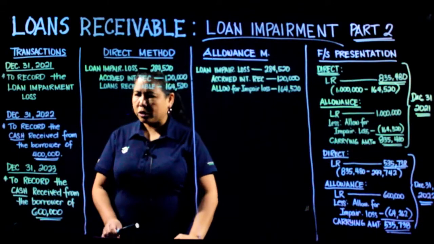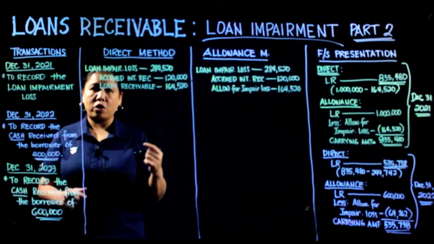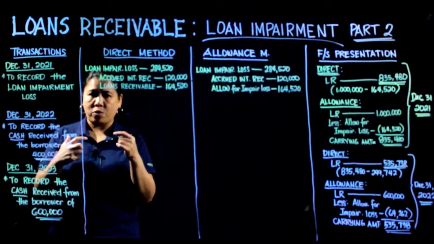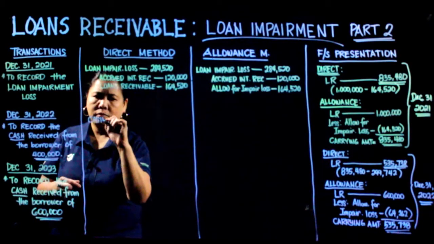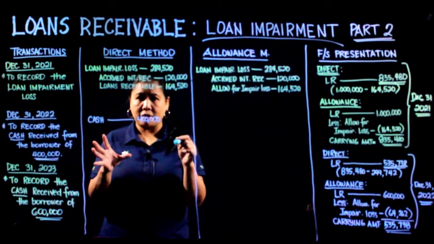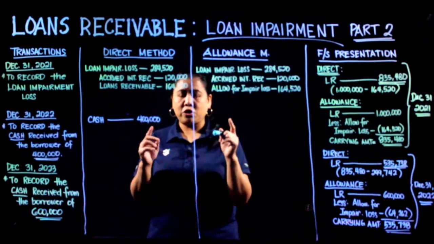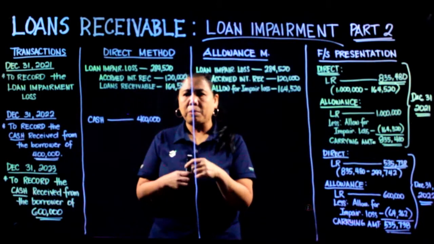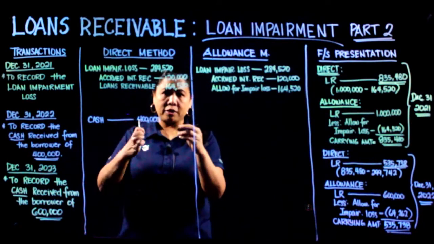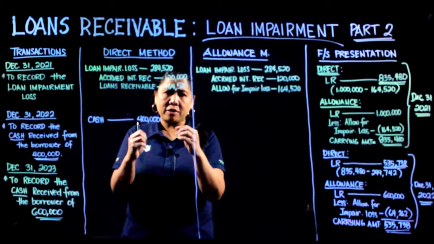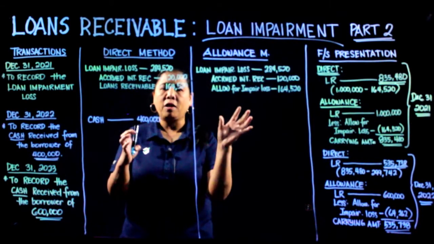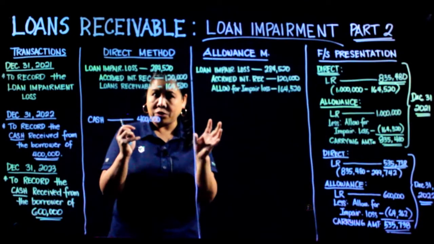So, to record this 400,000, we are going to debit our cash, of course. Debit to cash of 400,000. And ano ang credit natin? Siyempre, mag-credit tayo ng loans receivable. A part of this 400,000, part of it is mapupunta sa principal, part of it mapupunta sa interest income.